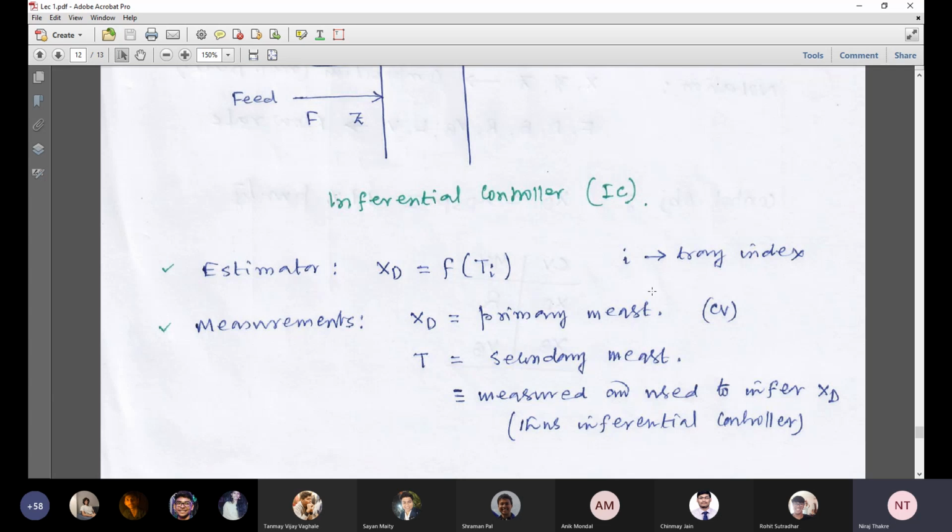Do you have any question? Anyone has any question? Yeah, if not, let me ask one question. You see this XD, we are not measuring here, but still we are saying it is primary measurement. Why?